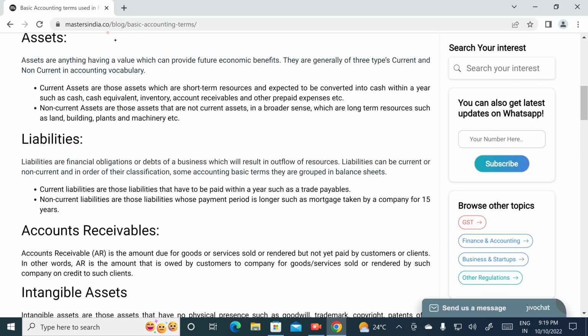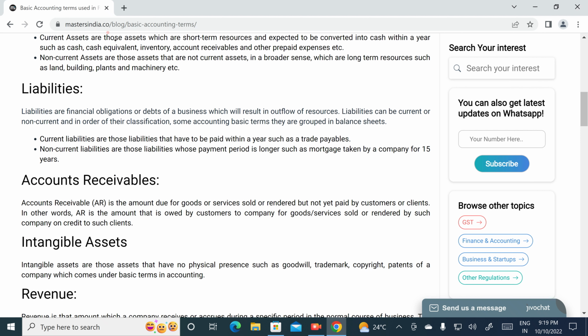Now, the next is the liability. Liabilities are the obligations or the debts of the business which will result in the outflow of resources.